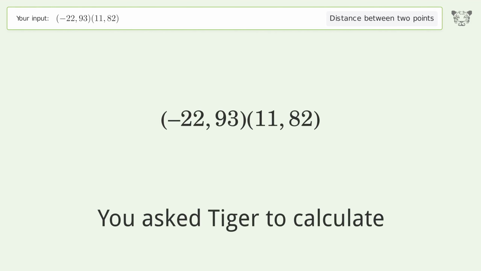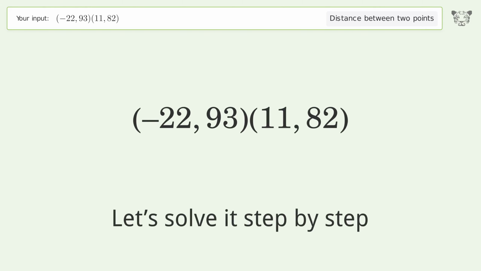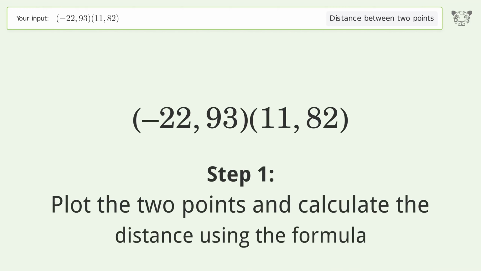You ask Tiger to calculate. This deals with the distance between 2 points. The distance between the 2 points is the square root of 1210, or 34.785. Let's solve it step by step. Plot the 2 points and calculate the distance using the formula.